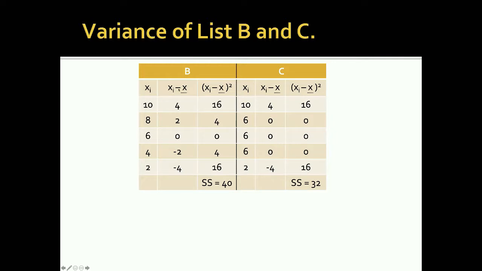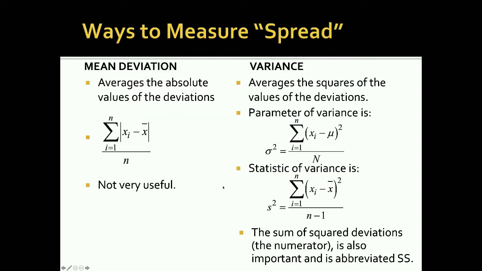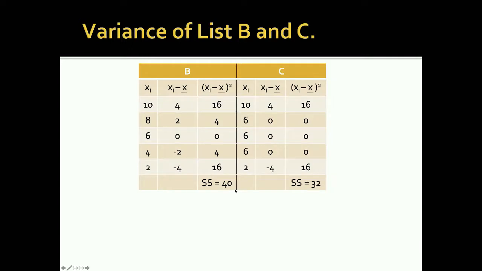That was the X value minus the mean. And then what we do is we square the deviation. So 4 squared is 16, 2 squared is 4, 0 squared is 0, negative 2 squared is 4, and negative 4 squared is 16. And then you see these deviations as well. And then the sum of squares, SS, you just add all of those squared deviations up, which is 40 for set B, and it is 32 for set C.